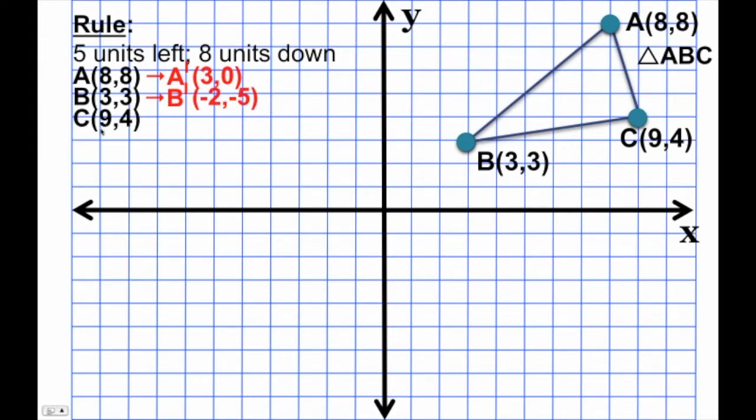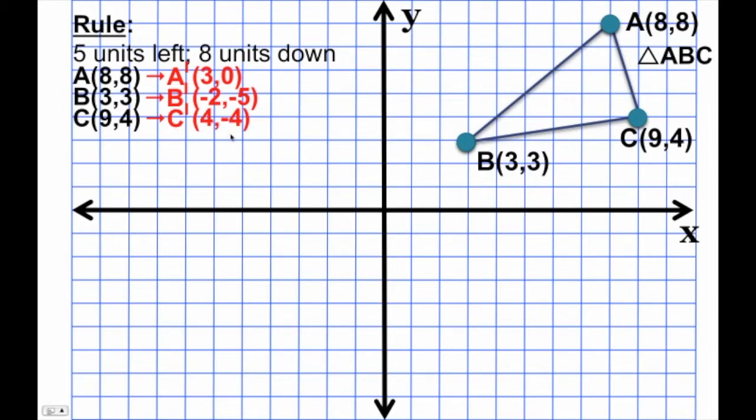And my C is at 9, 4. Well, I'm going to subtract 5 from my x because I'm going 5 to the left. And I'm going to subtract 8 from my y because I'm going 8 down. So that's going to be 9 minus 5 and 4 minus 8. Well, C prime is going to be at 9 minus 5, which is 4, and 4 minus 8, which is negative 4. So C prime is going to be at 4, negative 4.